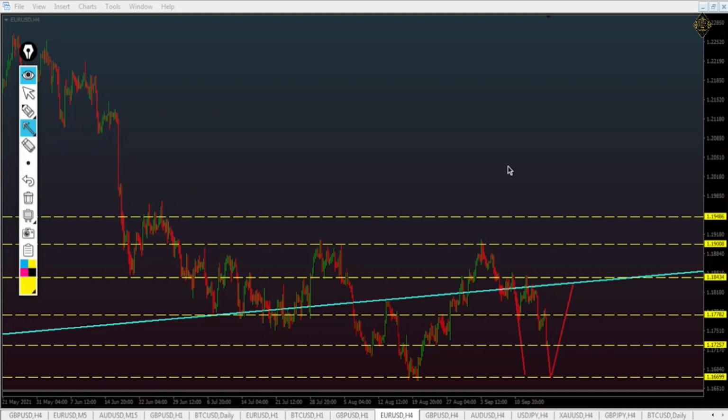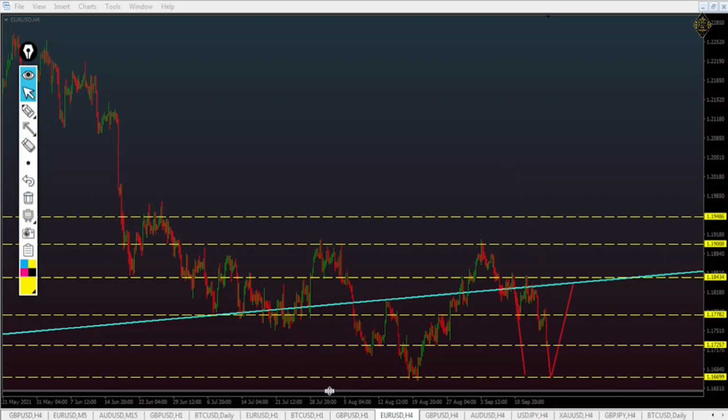The levels we got, my friend: the first level here is 1.19486. Another level at 1.19008. Sorry. Another level at 1.18434. Another level at 1.17782. Another level at 1.17257. The last one at 1.16699. I think everything is very clear till now.